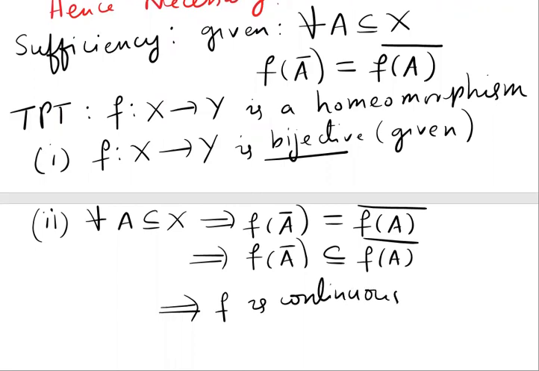We know that whenever the function is continuous, F of A bar is contained in F of A whole bar for all subsets A of X. Agree? Yes. So we proved it is bijective. It was given, we didn't prove that. And second one, we proved it is continuous. Now what we have to do?